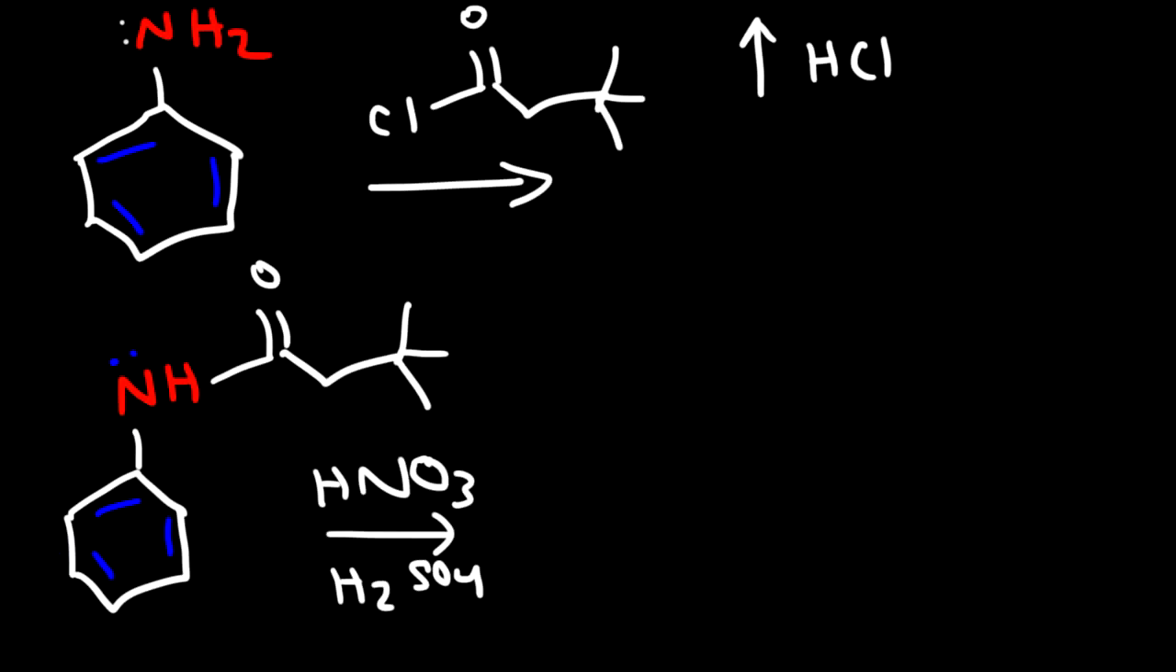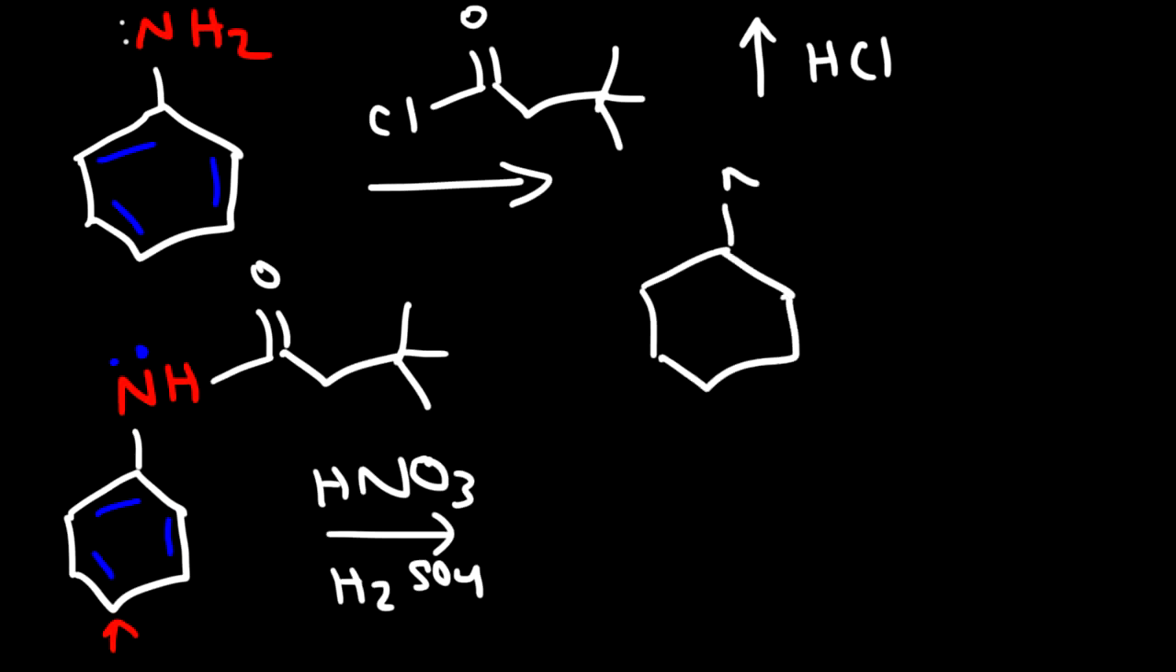Now we do have a bulky group here, and the bulky group will reduce the ortho yield, favoring the para product. So that's why I added this tert-butyl group at the end, so that we can get a better yield of the para product over the ortho product.